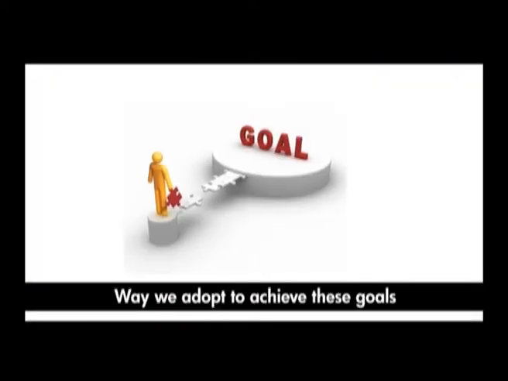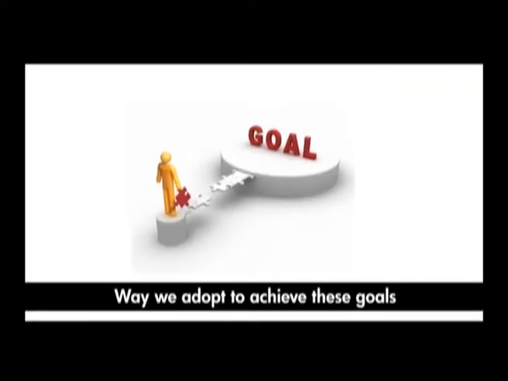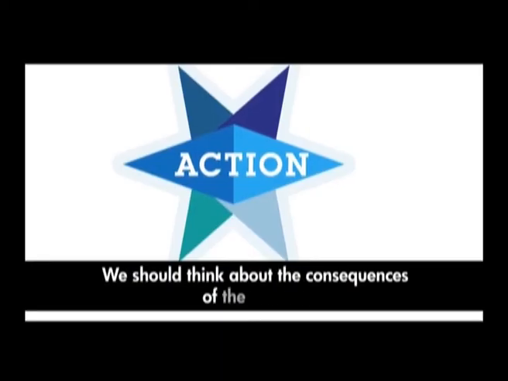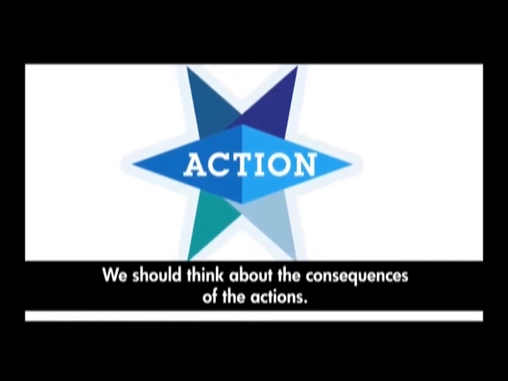The second most important element is the way we adapt in order to achieve these goals. It is we who should think about the consequences of these actions. The choice is ours to go either the socially deviant way or the socially accepted way. Every individual can have different goals.